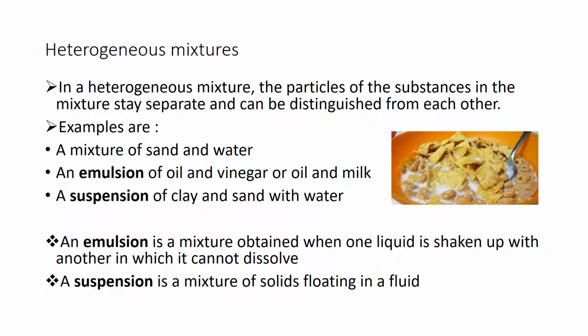So let us look at heterogeneous mixtures. In a heterogeneous mixture, you can distinguish between the different substances that make up the mixture. An example of that is a mixture of sand and water, or an emulsion of oil and vinegar, or oil and milk. An emulsion is just a mixture obtained when one liquid is shaken up with another in which it cannot dissolve. We know that oil cannot dissolve in vinegar or milk because you can still see the oil and you can still see the vinegar after mixing the two. Basically oil floats in vinegar and milk.